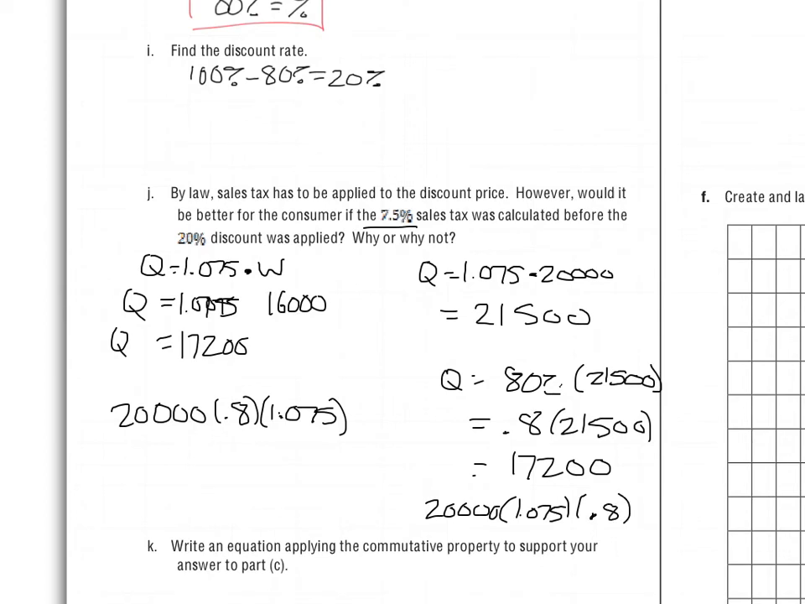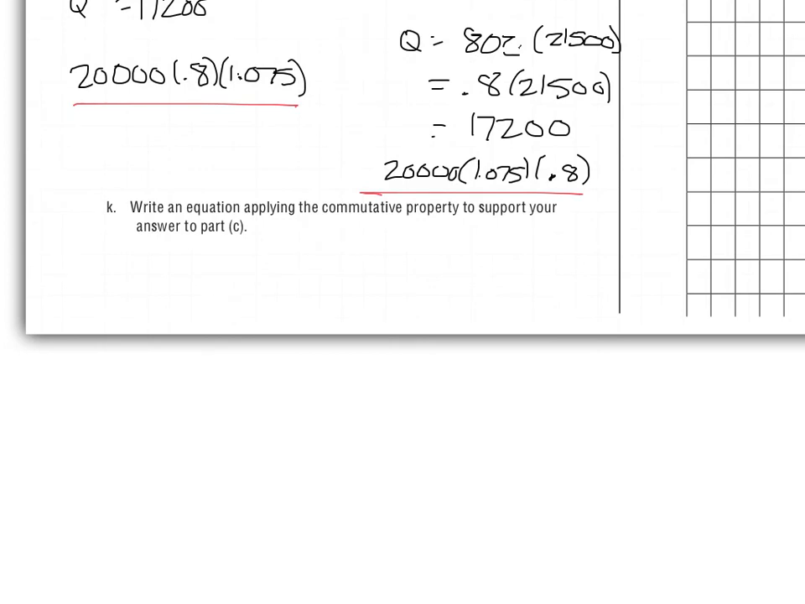When we start to look at these two expressions, what's different about them? Well, nothing's really different about them when we think about value, because the commutative property says we can multiply these in any order. So really, these are two equivalent expressions just used in a different order. So when we apply the discounts and the sales tax this way, it shows that it doesn't matter which one gets applied first. It says to write an equation applying the commutative property to support your answer for part C. We've actually already done that.